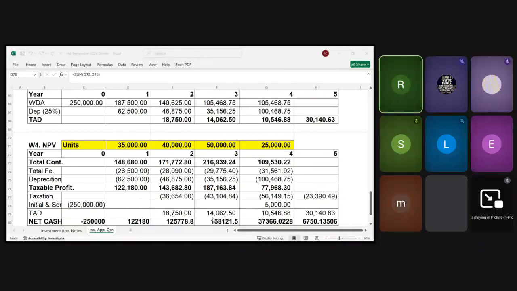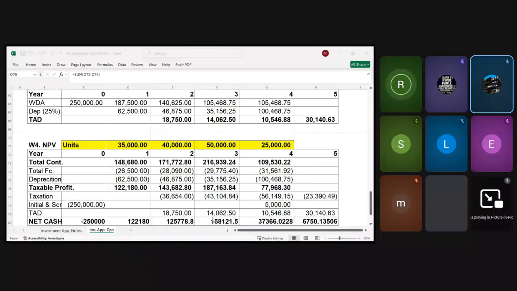Yes, we are. So what I'm going to do is this. After calculation of depreciation, I just need to determine my depreciation amount.